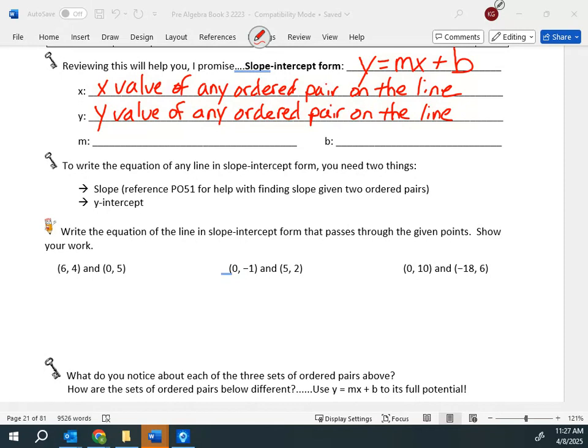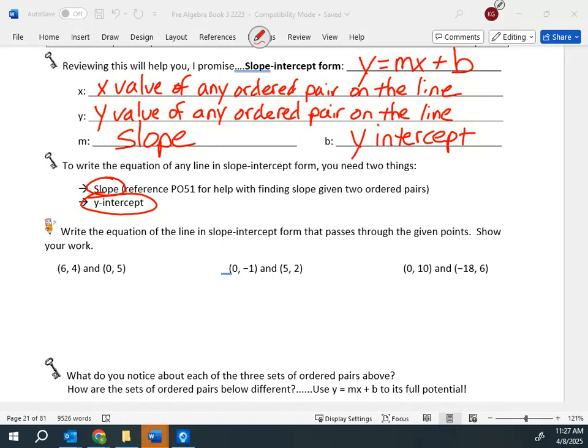What is the M, Claire? Slope. What is the B, Luke? The y-intercept. Now, to write the equation of any line in slope-intercept form, you need two things. You need to be able to find the slope, and you need to know the y-intercept.